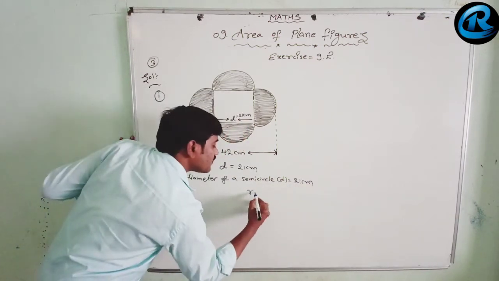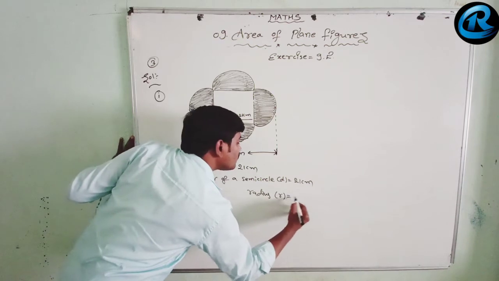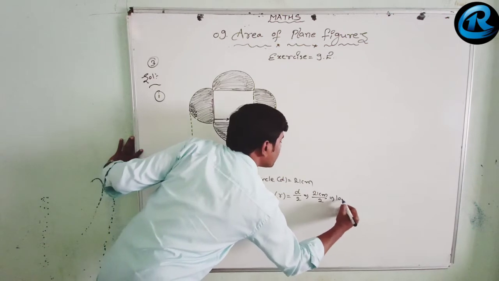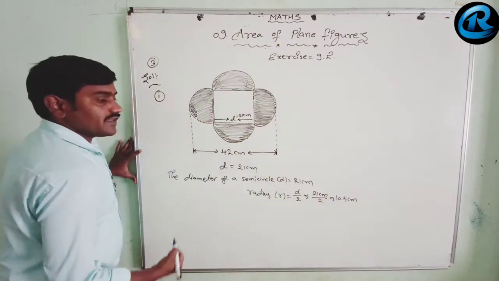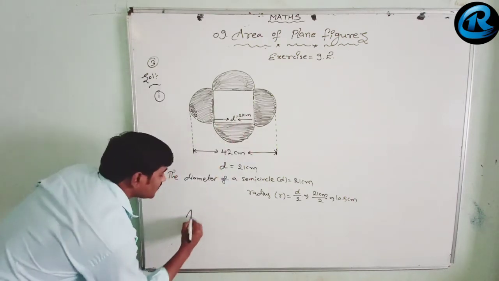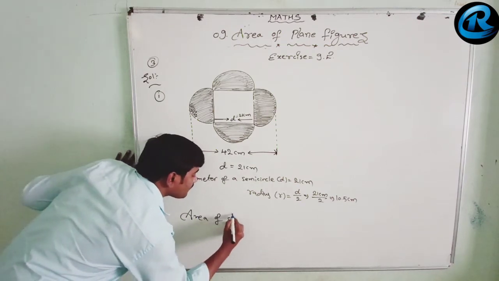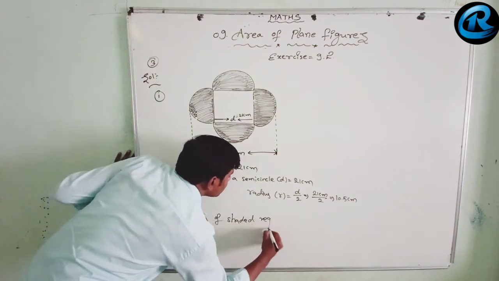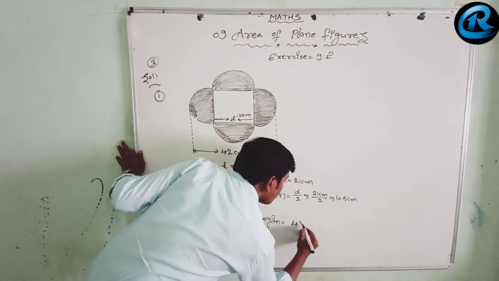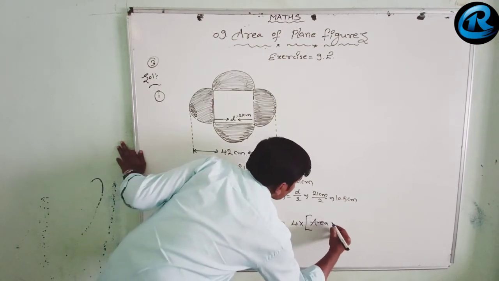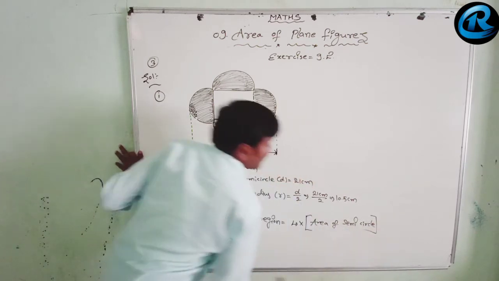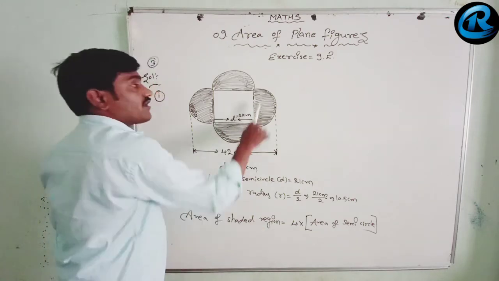Then the radius r equals d by 2, that equals 21 centimeter by 2, that equals 10.5 centimeters. Radius equals 10.5 centimeters. Now we have to find out the shaded region. The area of shaded region equals, how many semicircles are there? 4. So 4 into area of semicircle.